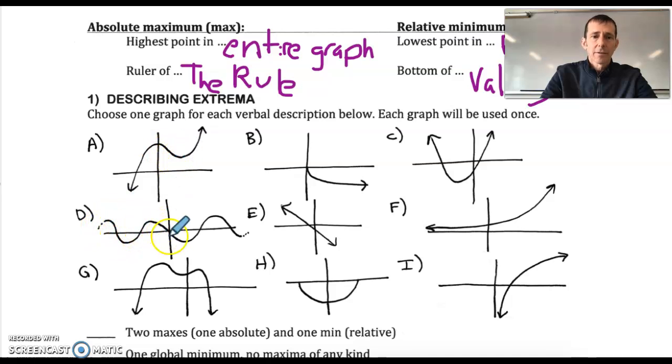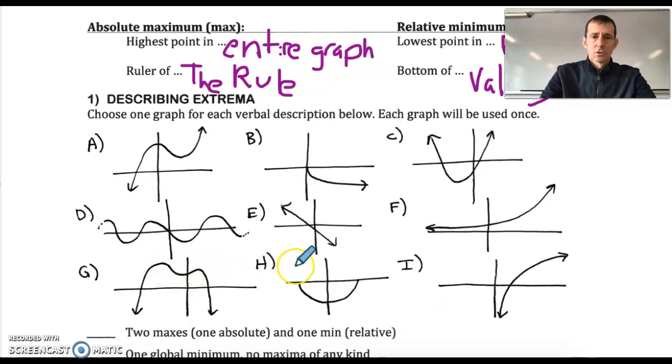If I look at this graph, it looks like each of these is the same height, so they would all be the highest point this graph ever gets. They would all be absolute maxes. These look like the lowest point this graph ever gets, so they'd be absolute mins. This graph has no absolute min because it goes down to negative infinity, but it has an absolute max here, a relative min here, and a relative max here.